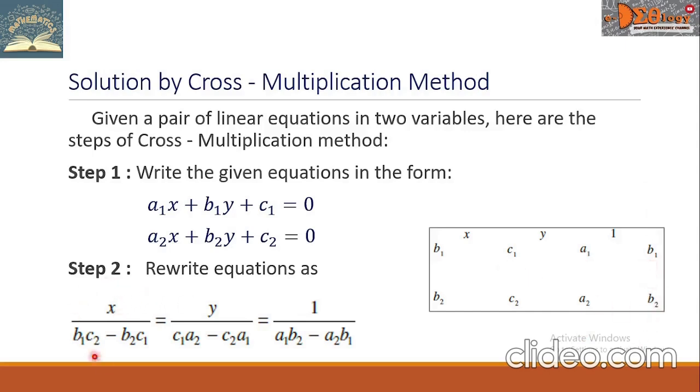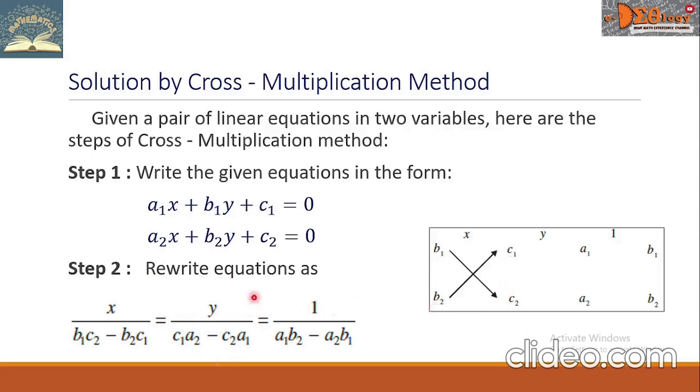Now look at this first fraction here. This is the fraction for x. So the x is on top and the denominator is the b sub 1 multiplied to c sub 2, then minus b sub 2 times c sub 1.